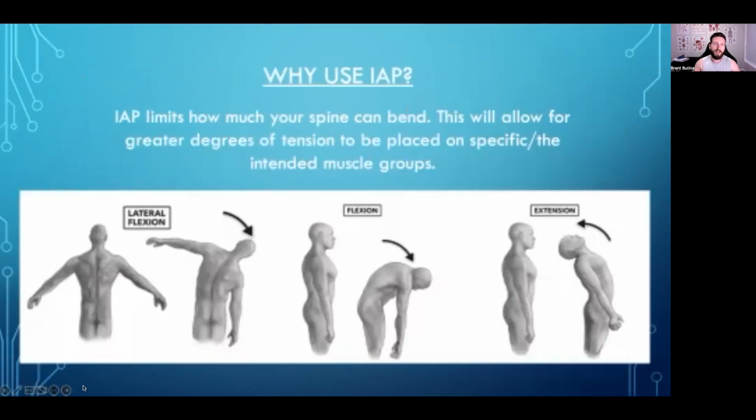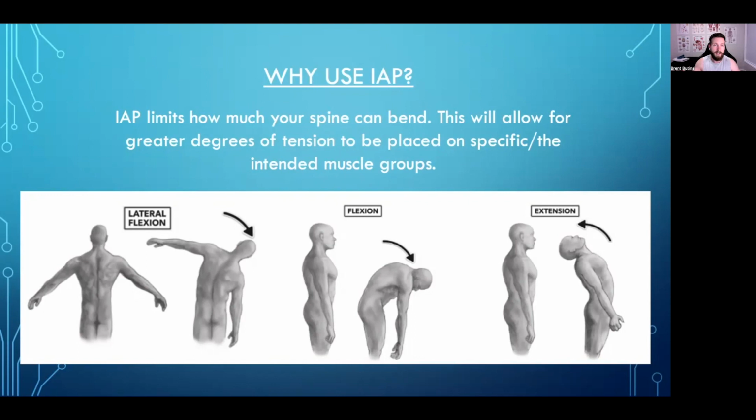So intra-abdominal pressure limits how much your spine can bend. So for example, if you try to take a big breath and expand your midsection and push that area out and hold your breath and try and reach your toes, you're going to struggle. You're not going to be able to bend over as much. But if you release all the air out of your lungs and then try and reach your toes, it's going to be much, much easier. And that's because we're essentially just filling a balloon in our midsection, and then we're preventing how much we can move that balloon around. Makes sense, right?